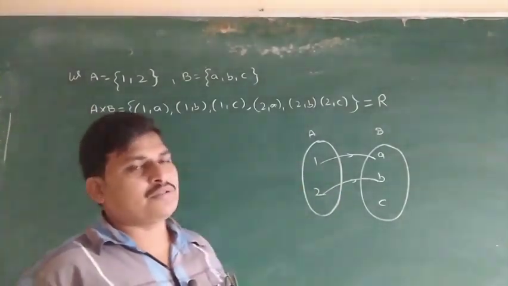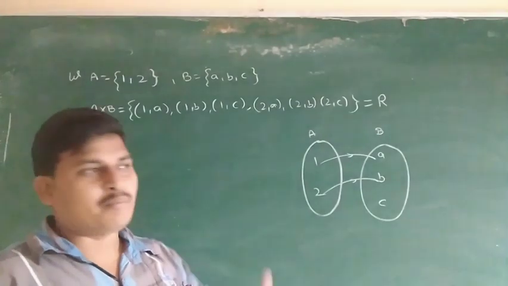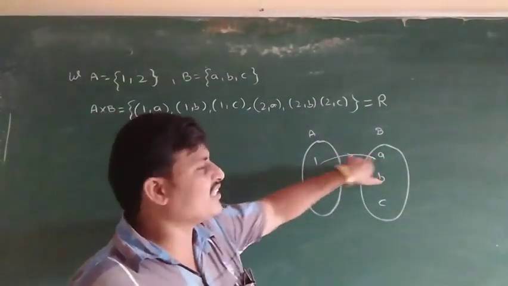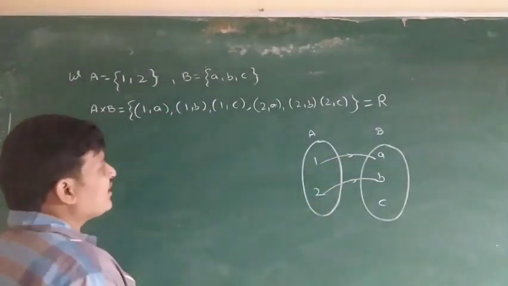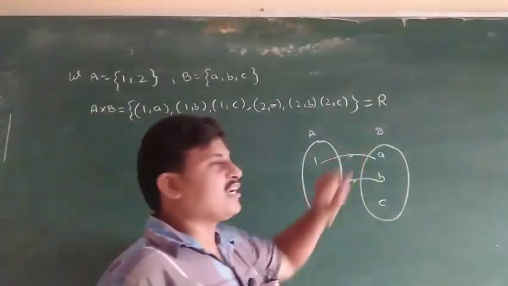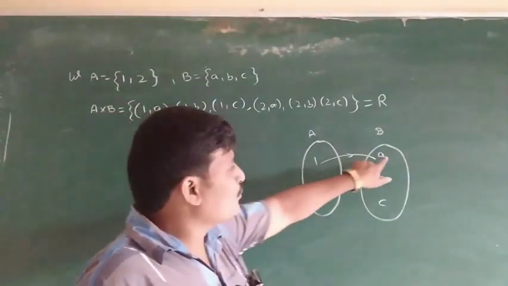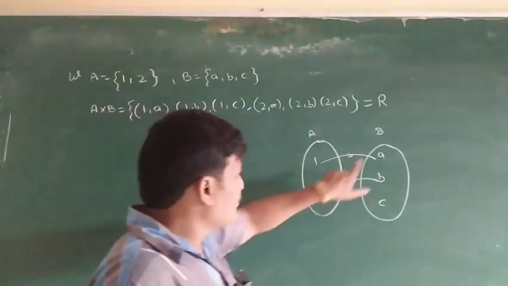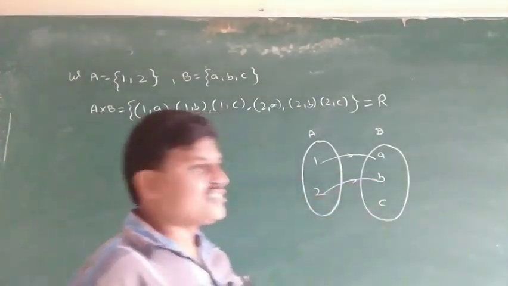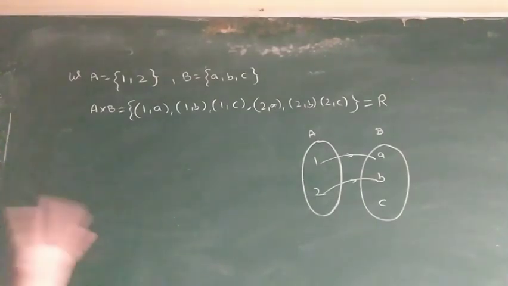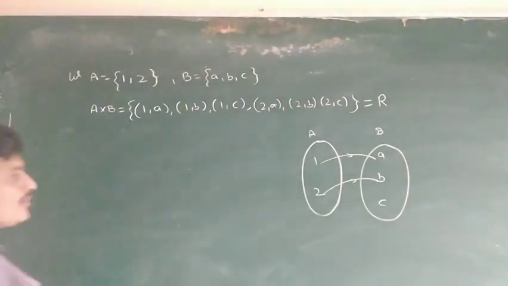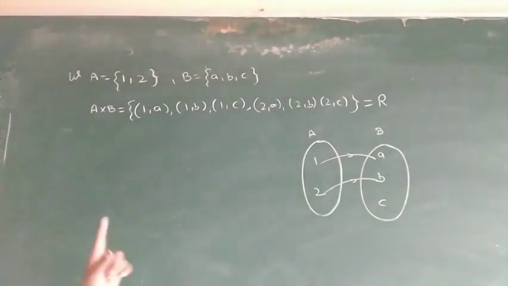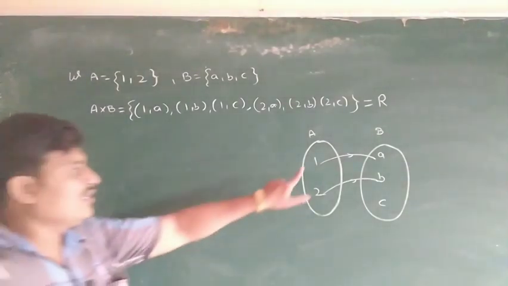Which one? The 1 to a relation. This is one of the relations. One relation is nothing but one ordered pair: 1 comma a. 1 to a, 1 to b, 1 to c. Next, 2 to a, 2 to b, 2 to c. These are so many relations. So the relation can be written as ordered pairs, 1a, 2b. This is called a relation.